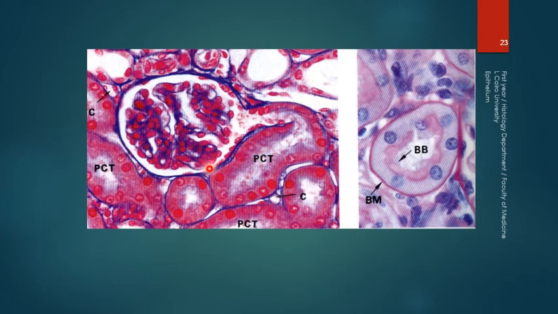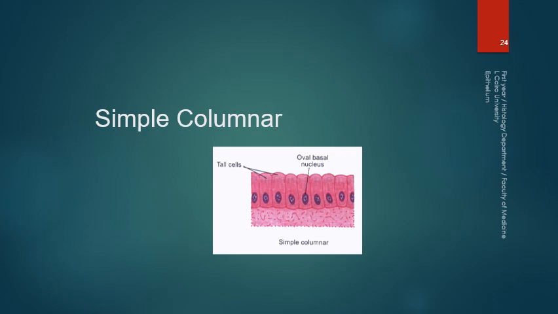Again, this is simple squamous epithelium lining the glomerular capillary. This is simple cubical epithelium lining the collecting tubule. Simple cubical epithelium lining the kidney tubules. A simple columnar is one layer, the length more than the width, and the nucleus is basal and oval.